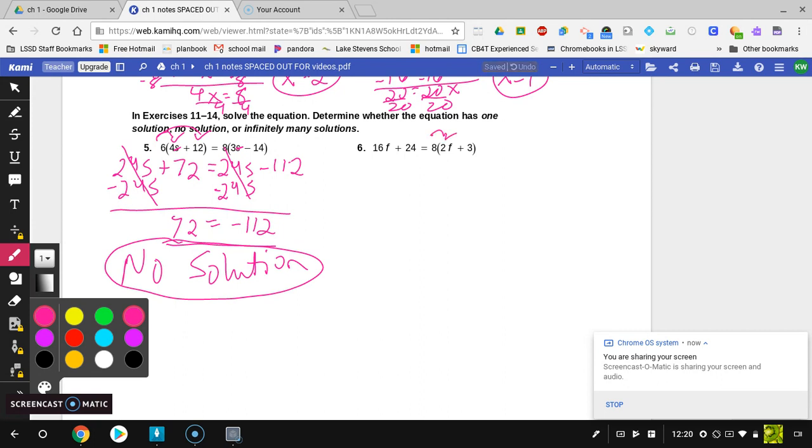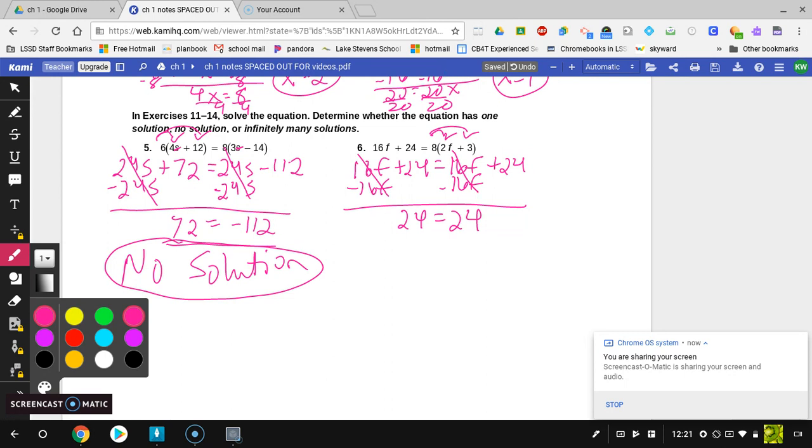So again, we're going to start by using the distributive property on this side. My left-hand side of the equation is not going to change. 8 times 2f is 16f, and 8 times 3 is 24. All right, think to yourself, what's my next step? Got f's on both sides, so I'm going to subtract that 16f over. And once again, all of my f's are gone. My variables completely canceled out, and I'm left with a number equals a number.